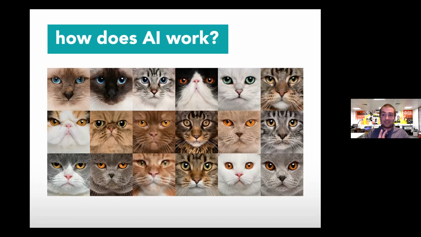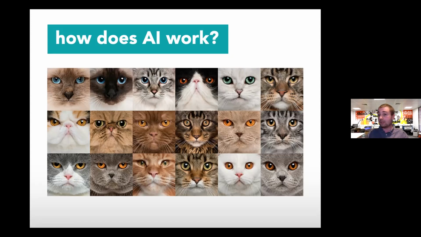I'm going to try and use cats to explain this. So, for example, if I wanted a computer to recognize cats, what I would do is I would give the computer hundreds, if not thousands, of pictures of cats, and I would say, right, this is a cat, this is a cat, this is a cat. So I'd send hundreds and thousands of images to it.